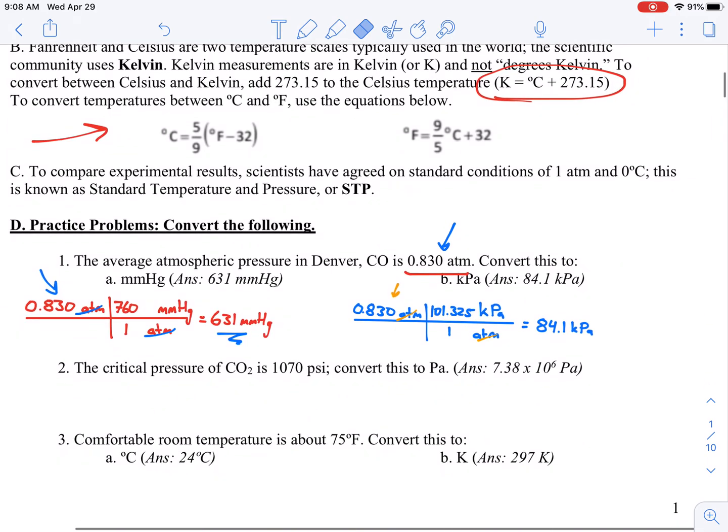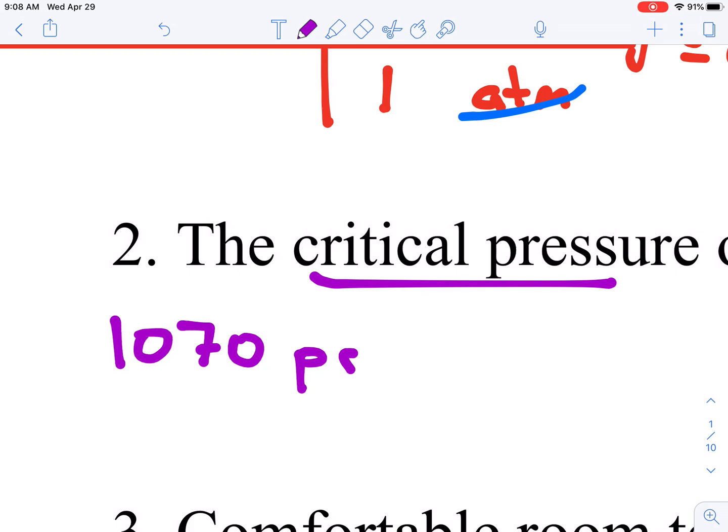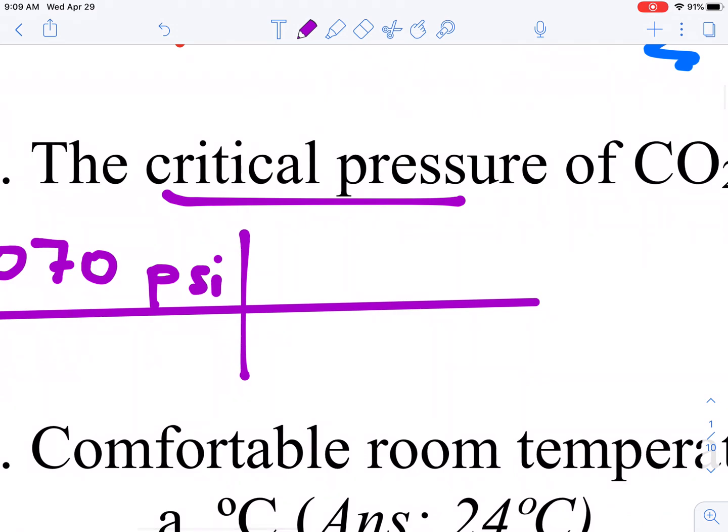So let's do that. Let's convert this pressure of psi into pascals. So we have a pressure of CO2. We're told it's the critical pressure. We'll talk more about what a critical pressure is down the road. So the critical pressure is 1070 psi. We'll start there, right? We have to start with the number that's given to us. 1070 psi. We know that psi needs to go on the bottom to cancel out. We are asked to convert that into Pa, or pascals.